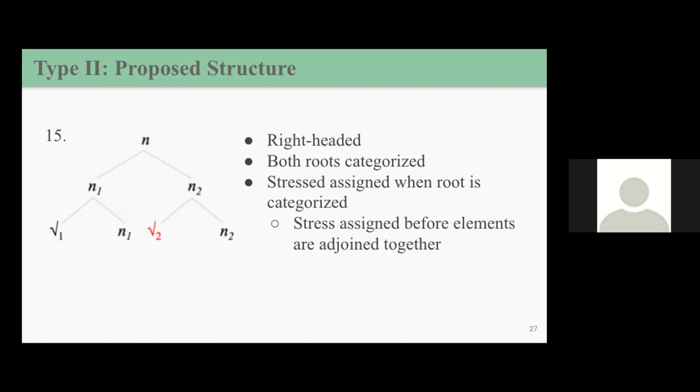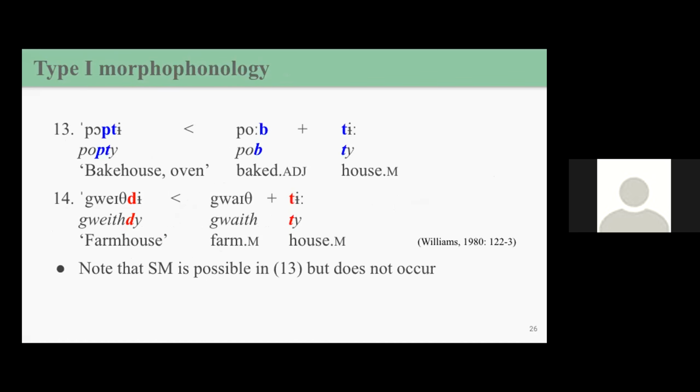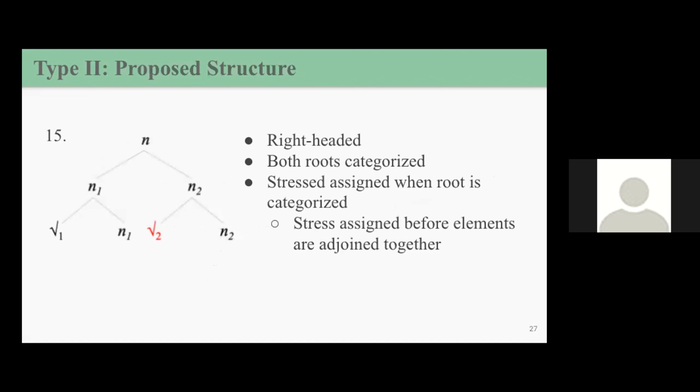But if we incorporate a lot of the background information in the discussion of type 1, I think type 2 might be a bit simpler. Yeah, it would be simpler. So the key points with type 2 is that it's also right-headed, but both roots are categorized instead of only one. And because stress is assigned when a root is categorized, or a root is adjoined to something, stress is assigned to each element individually, and then when they're adjoined together, stress is not reassigned. They are just individually stressed.